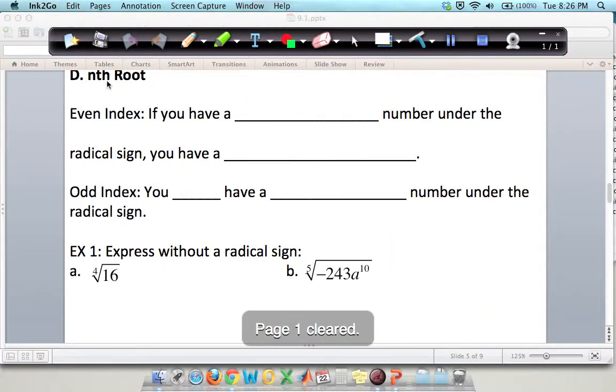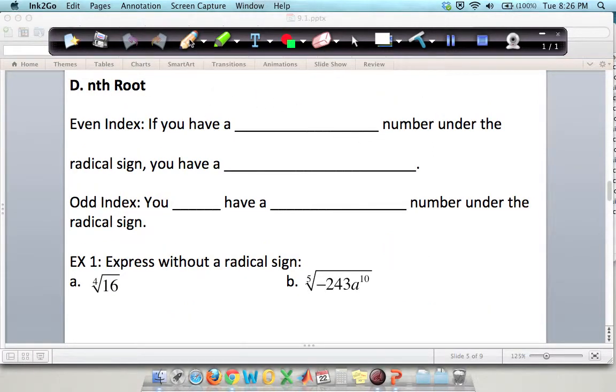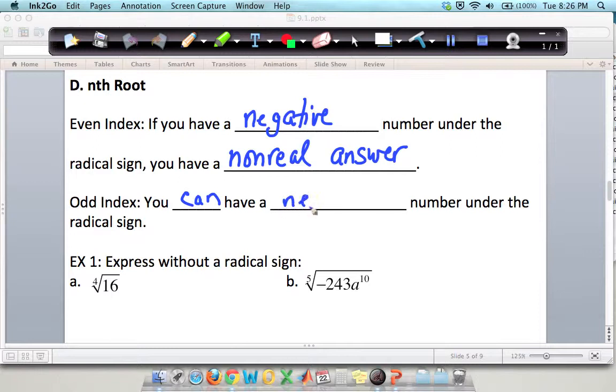Okay, nth root, I just want to write down what we talked about with even and odd indexes. If you have an even index and a negative number under the radical sign, you have a non-real solution. So you can't have a real solution if you have a negative under a square root, a fourth root, etc. But for an odd index, you saw you can have a negative number under a radical sign because a negative number multiplied together an odd number of times will still be negative.